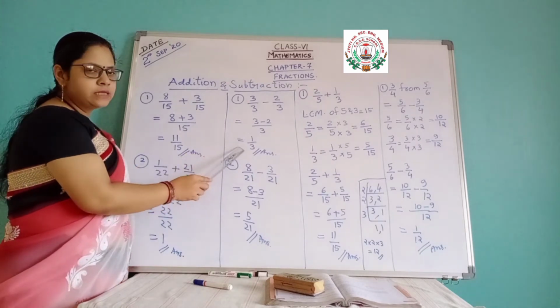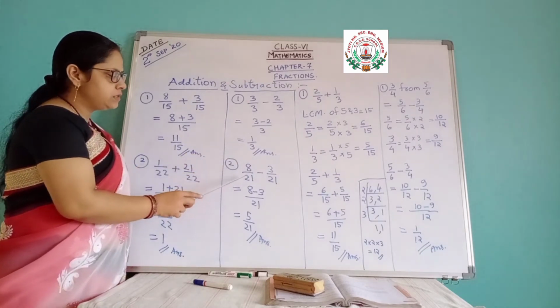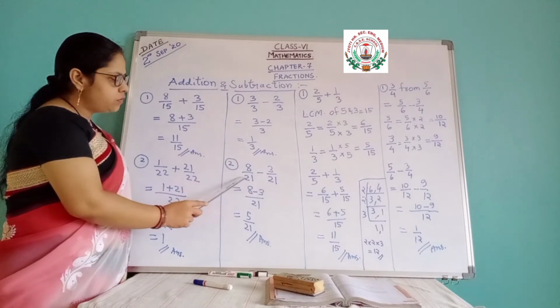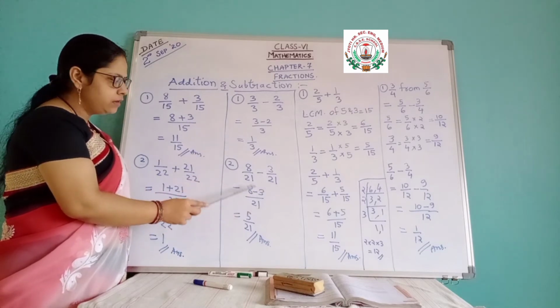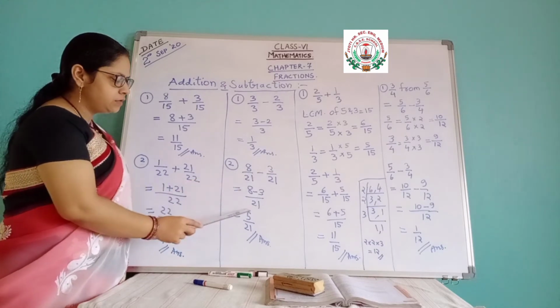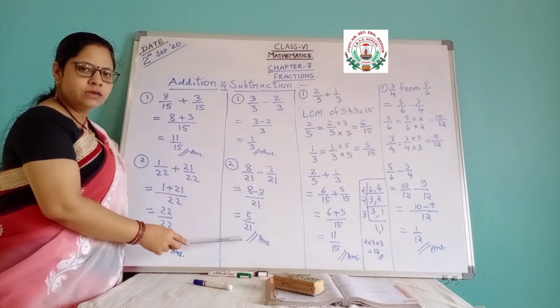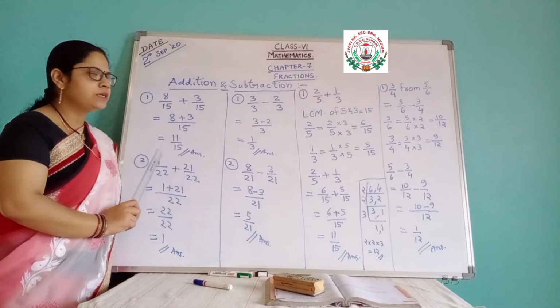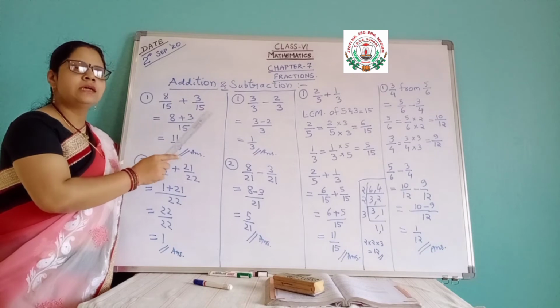So here you got the answer 1 by 3. Then next, in a similar way, the denominator is the same. So once you write down the denominator, the numerators will be directly subtracted. 8 minus 3 is 5. So 5 by 21 is the answer. So this is the addition and subtraction when the denominators are the same.